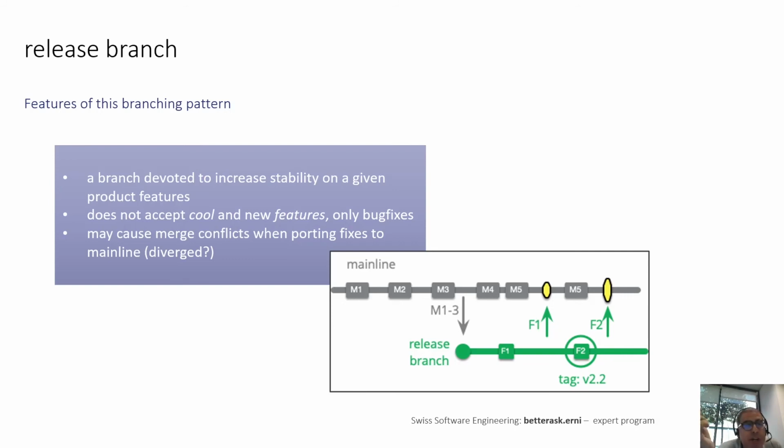And also, when we make a change into the release branch, these changes have to go into the mainline. You see this here, F1 and F2. These are changes on the release branch that also have to go into the mainline, because otherwise they will be lost and will only stand on the release branch.